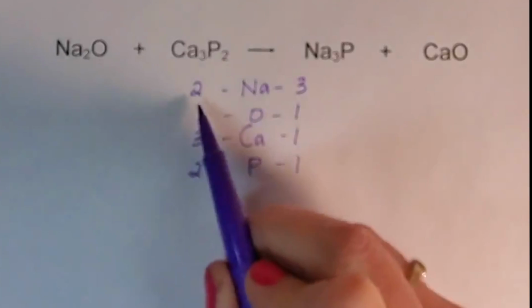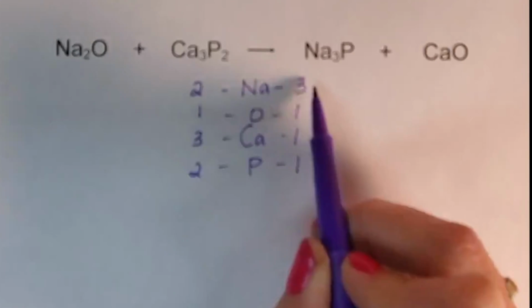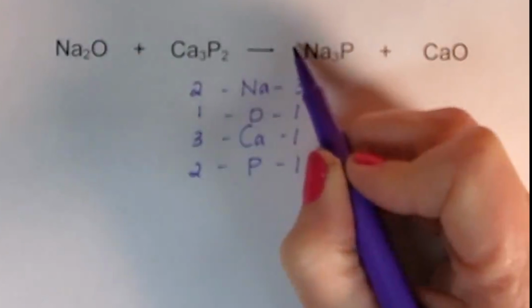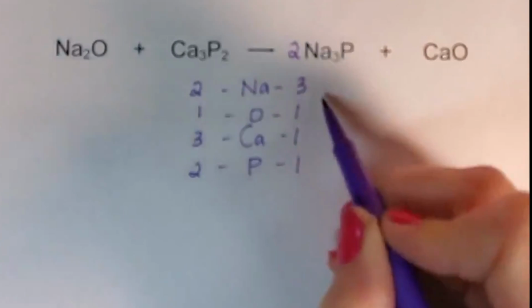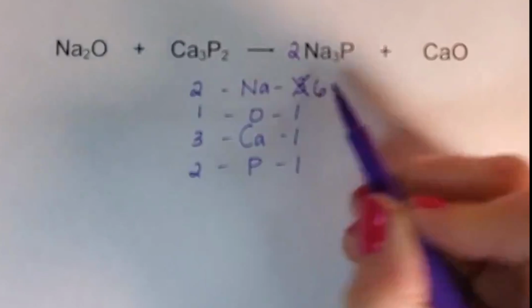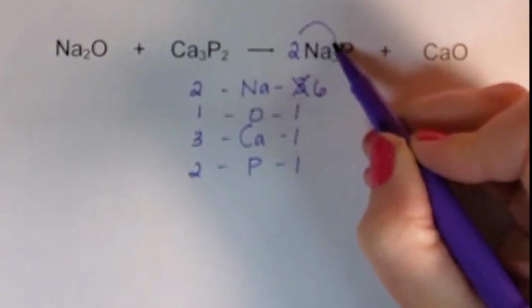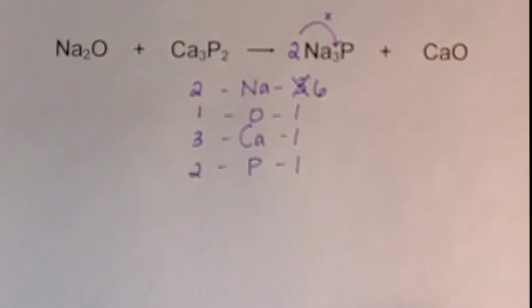When we look at our list, we see that sodium is not balanced. It has 2 on the left and 3 on the right. This is something you're going to want to look out for. When you have a 2 and a 3, the easiest way to get them to be balanced is to get each of them to 6. So we will multiply the sodium on the right-hand side by 2 to get it to 6.